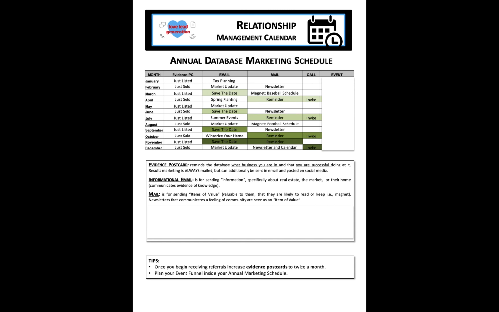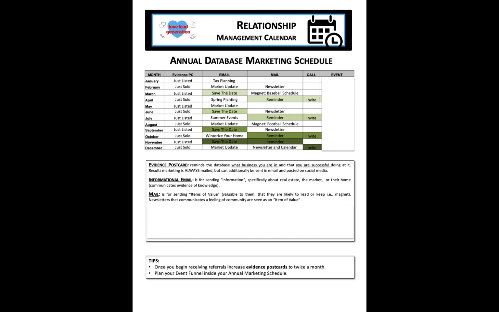You're going to send them email every month. The email is going to be transfer of information. It's going to give them some item of value that they need to know. A local market update, a national market update, or a tip about home ownership in an email every single month. You're going to send a mailer, a piece of mail, in addition to your evidence postcard 4 times a year. You're going to give a newsletter, okay?